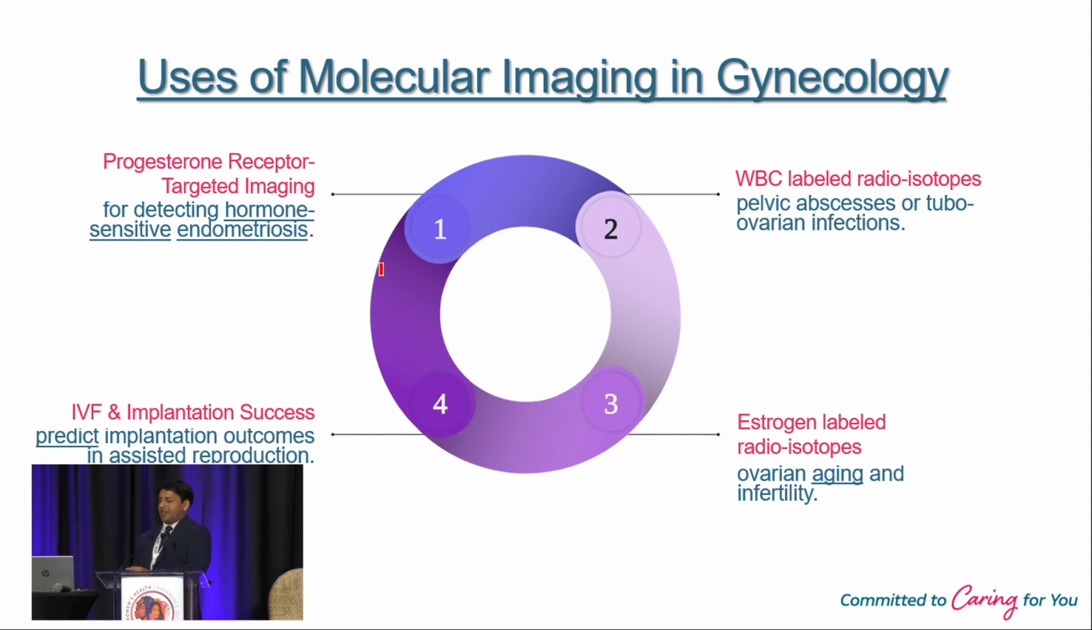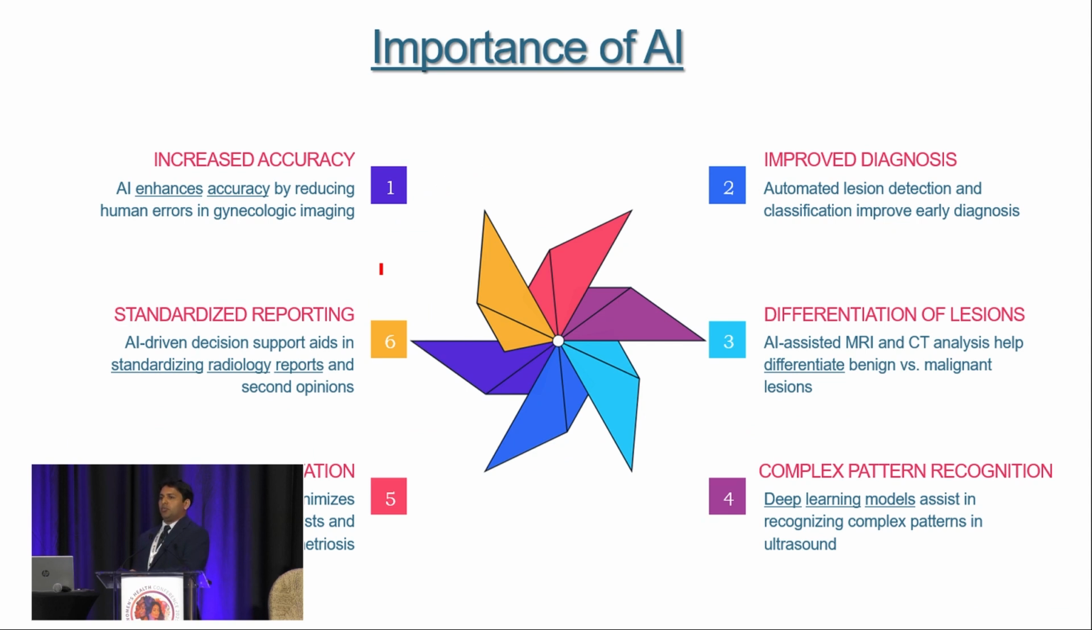And once IVF is done, to see whether the implantation is good or not, we can go ahead and do an estrogen-targeted radioisotope scan. The only drawback of all these scans is that they come with radiation. Importance of AI: AI is something which is coming up in every field, and radiology is not new to that. So we should incorporate AI whenever available. We have a lot of software now which can integrate into our routine work. It helps to differentiate between benign and malignant tumors, helps narrow down the diagnosis, and helps in standardizing reporting as well.